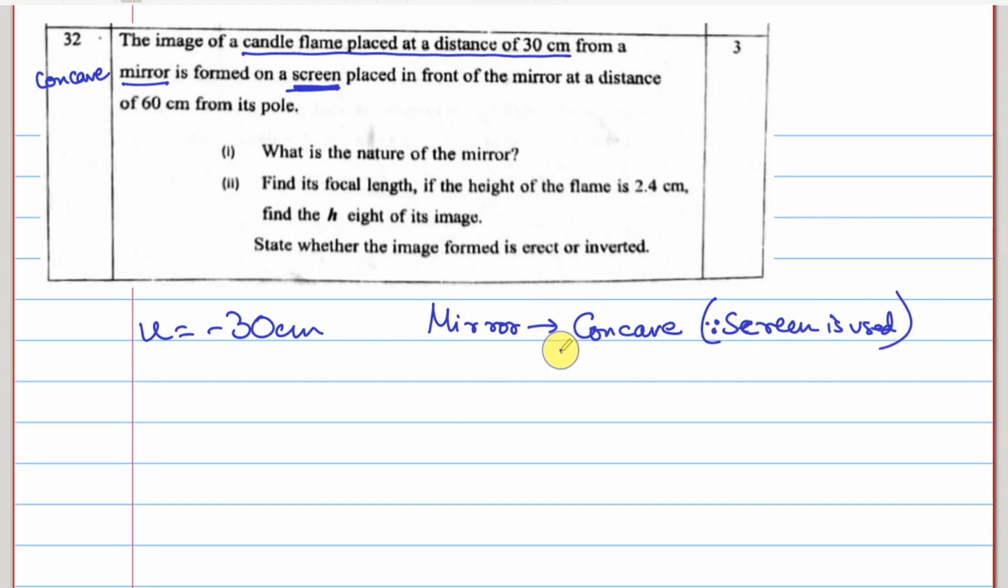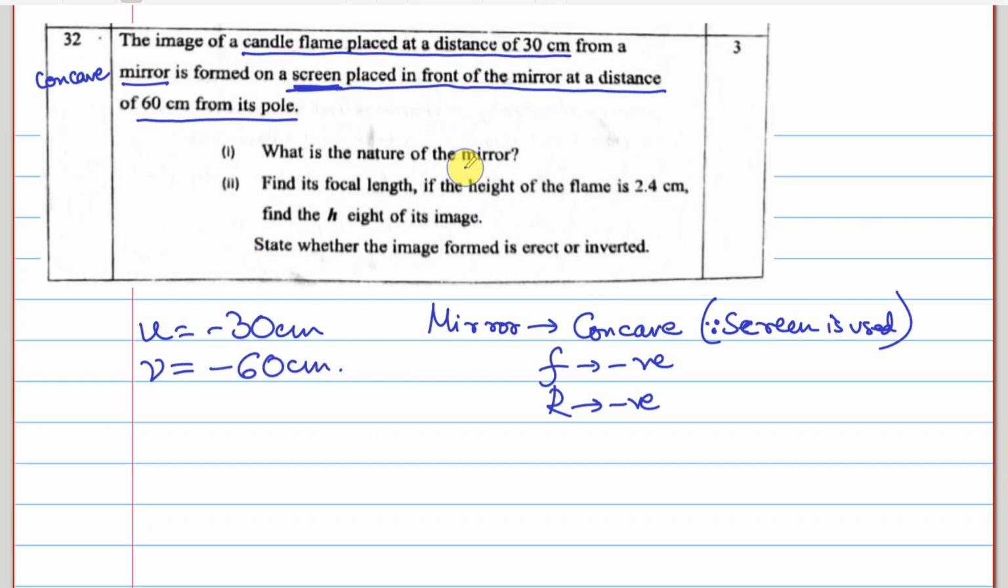So if mirror is concave, that means focal length has to be negative. We should get a negative answer for focal length and radius of curvature. Both must be negative for now. Next, let us continue to read. Screen placed in front of the mirror at a distance of 60 centimeter from its pole. So they have given us the image distance. Image distance is again in front on the real side, which is negative, minus 60 centimeter. What is the nature of the mirror? Nature of the mirror is concave and converging. Its type is concave mirror and its nature is converging mirror.